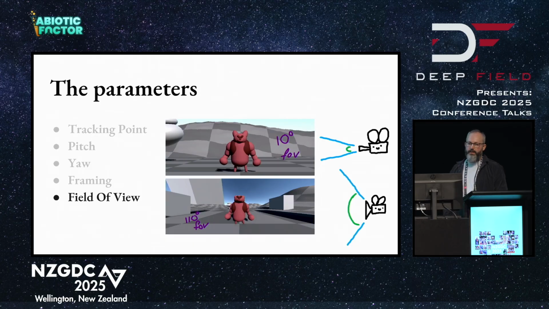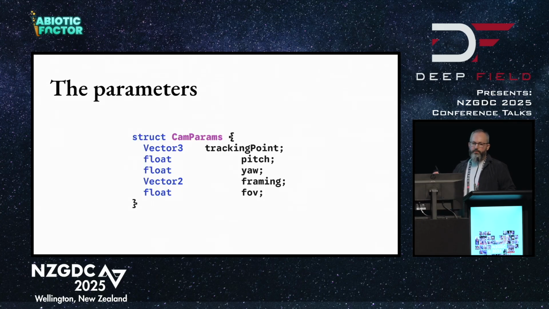Cool. And field of view, last thing. This is obviously something you can use to control the feel of your game for dramatic effect. So that all flattens down to a struct that we're going to call camera parameters.